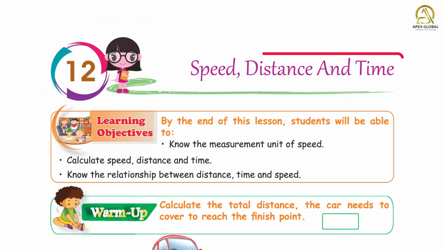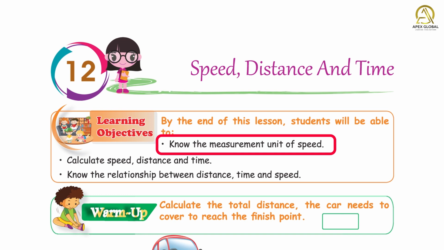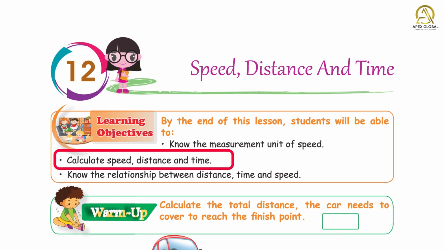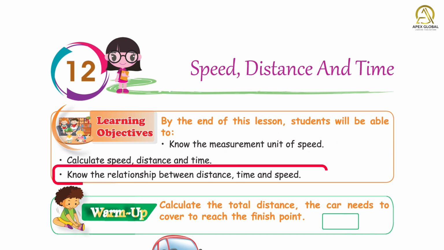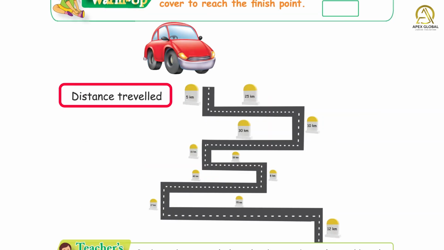Chapter 12: Speed, Distance and Time. Learning Objectives. By the end of this lesson, students will be able to know the measurement unit of speed, calculate speed, distance and time, and know the relationship between distance, time and speed. Warm up: calculate the total distance the car needs to cover to reach the finish point. Distance traveled.